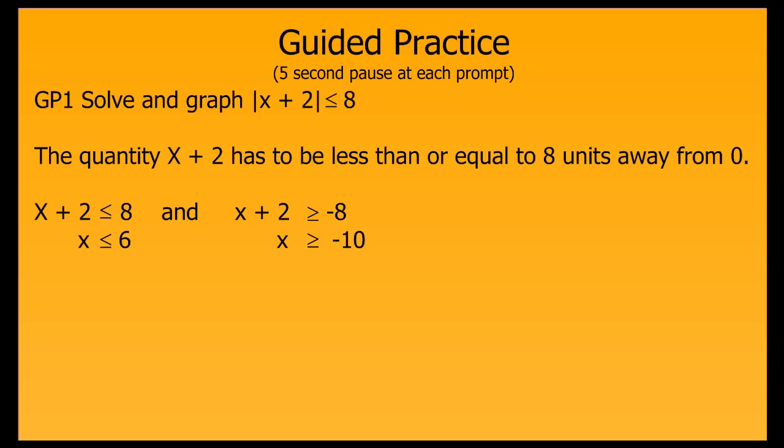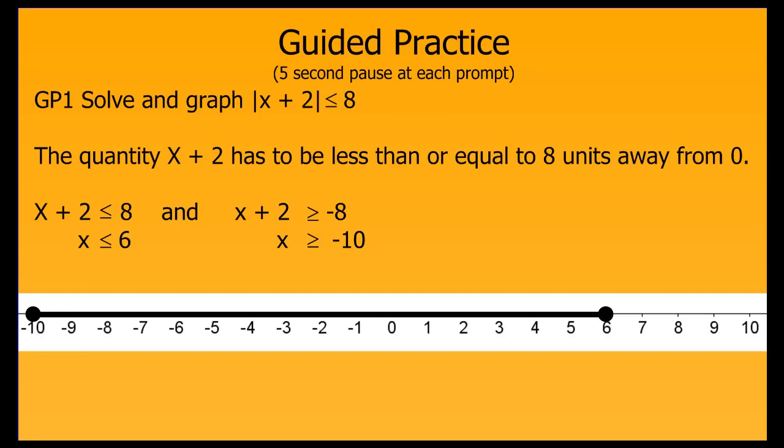Yes, we need to graph it. Notice the closed circles on -10 and +6, and then we shade in between. Can we check this? Yes, pick any number in the shaded region and try it in the original inequality. In this case, 0 would be a great choice to check. It works, so that gives me some confidence that my answer is correct.